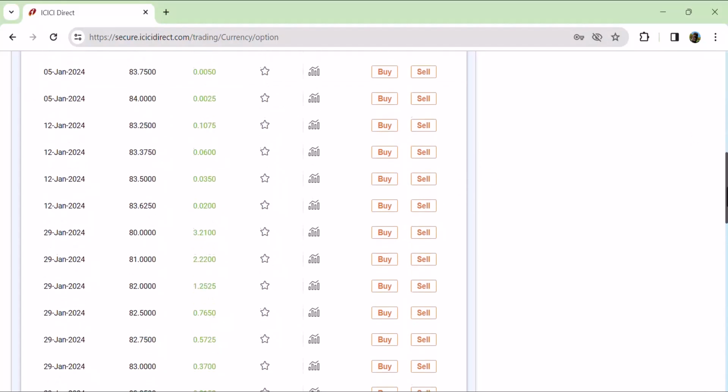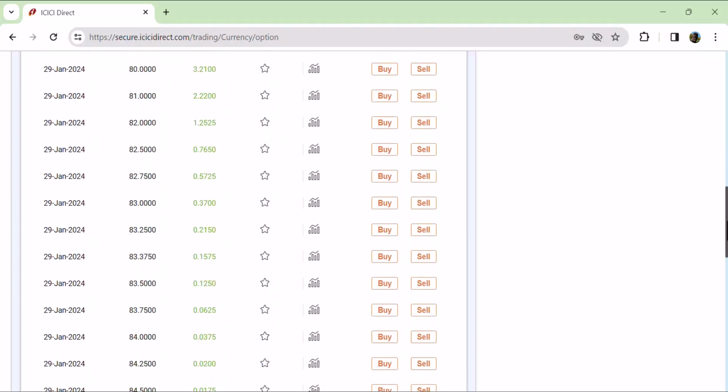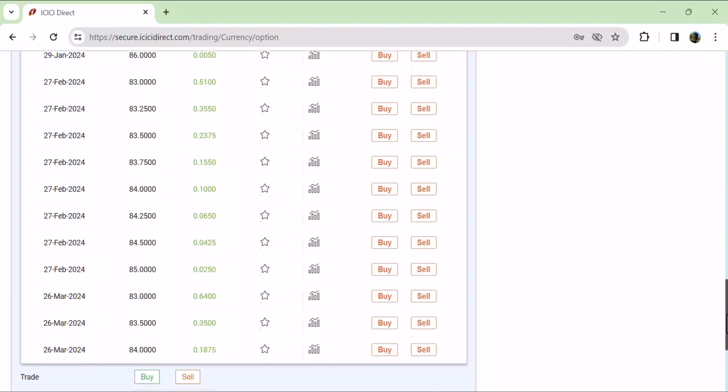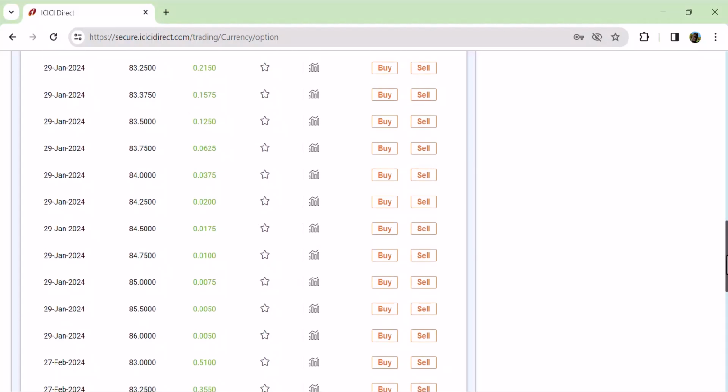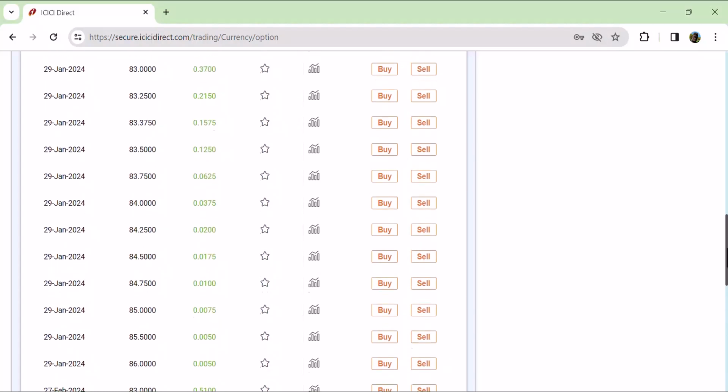Then we move down, since we have to make a payment on 29th of January. If you go down further, you will have February like this, and then it will keep going up, suppose the date is in March or something.